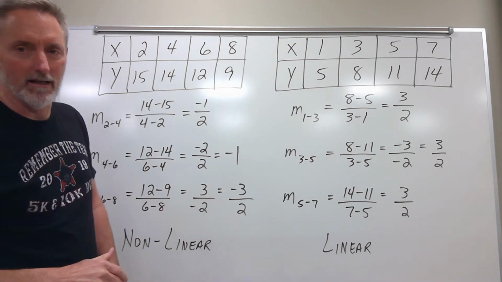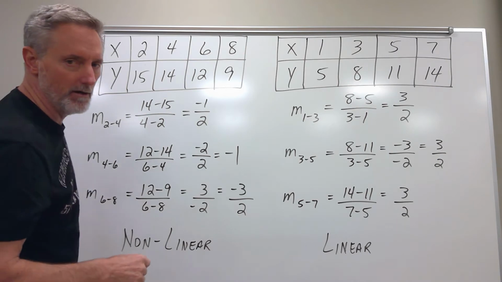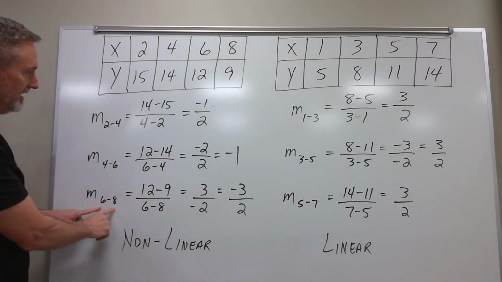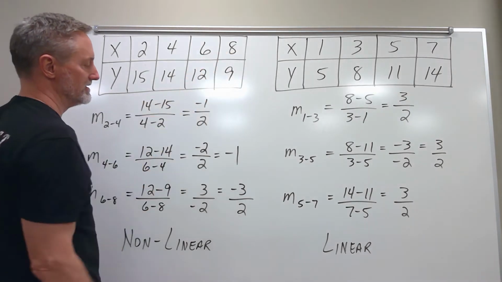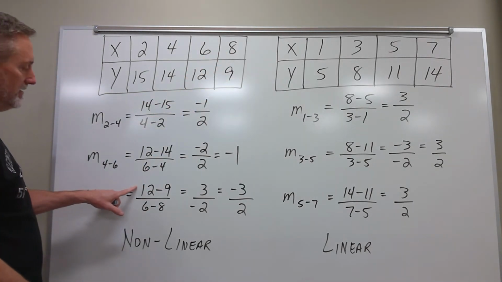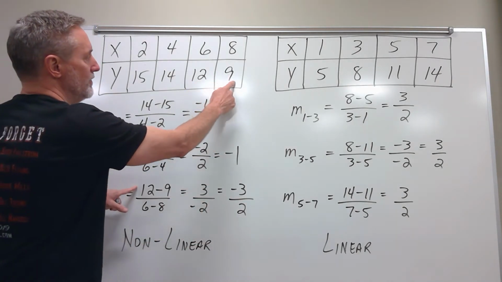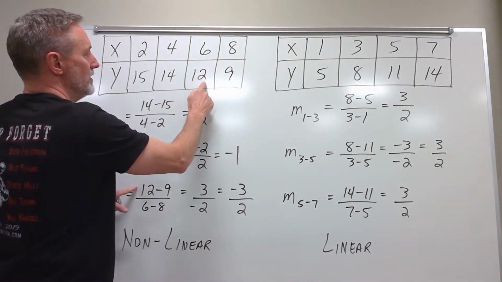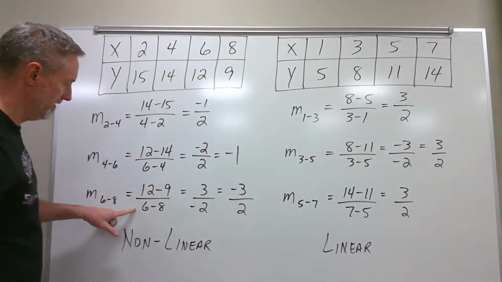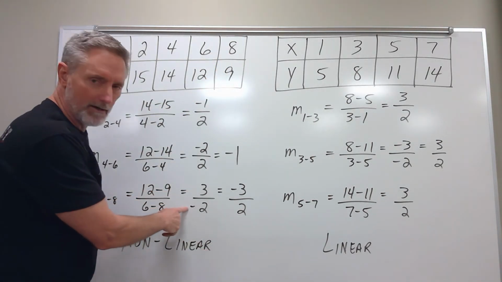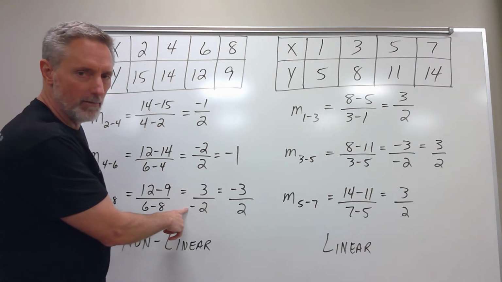I already know it's not linear, but I'm just going to go ahead and check the third set of ordered pairs. So the slope from x equals 6 to x equals 8, I did this one backwards just to show you it doesn't matter. Y minus y over x minus x. 12 minus 9 over 6 minus 8. Works out to 3 over -2. By the way, this is bad grammar in math. We never leave a negative on the bottom.